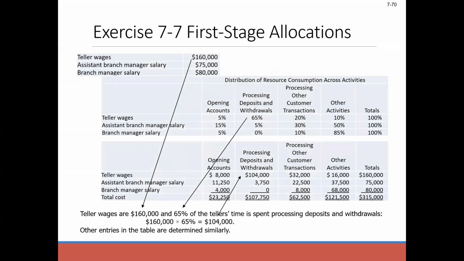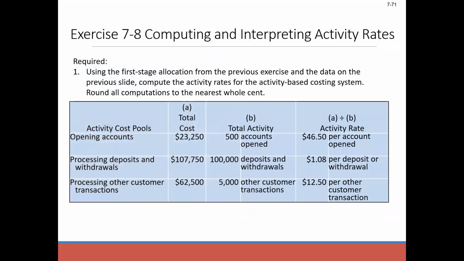So as you see here, based on the costs here, using that first stage allocation, compute the activity rates. If we have a cost of $23,250 for opening accounts, and we've got 500 accounts that are opened, we can average the cost per account opened. Or if we have the amount for processing deposits and withdrawals, and we know the number of deposits or withdrawals, we can calculate the activity rate per deposit or per withdrawal. Same with other customer transactions. We can calculate the activity rate per other customer transaction.